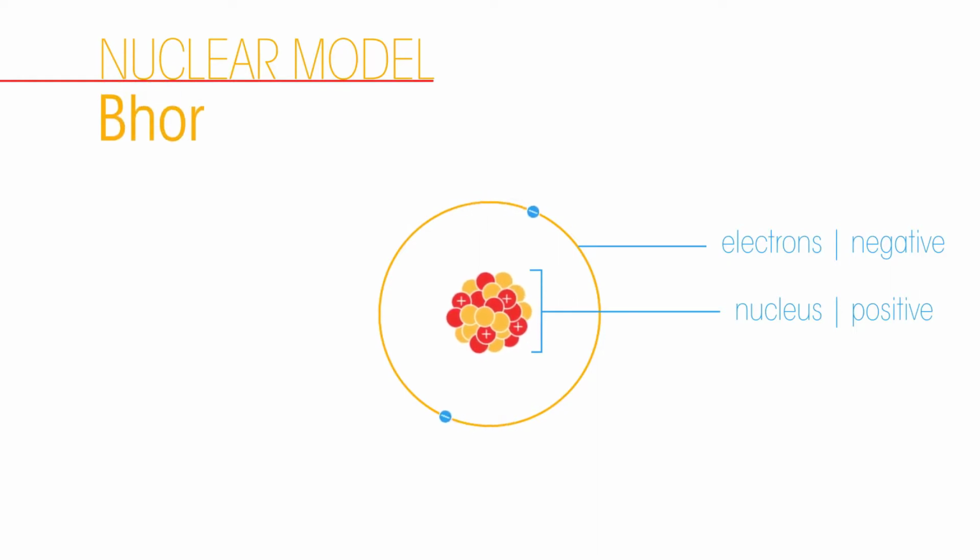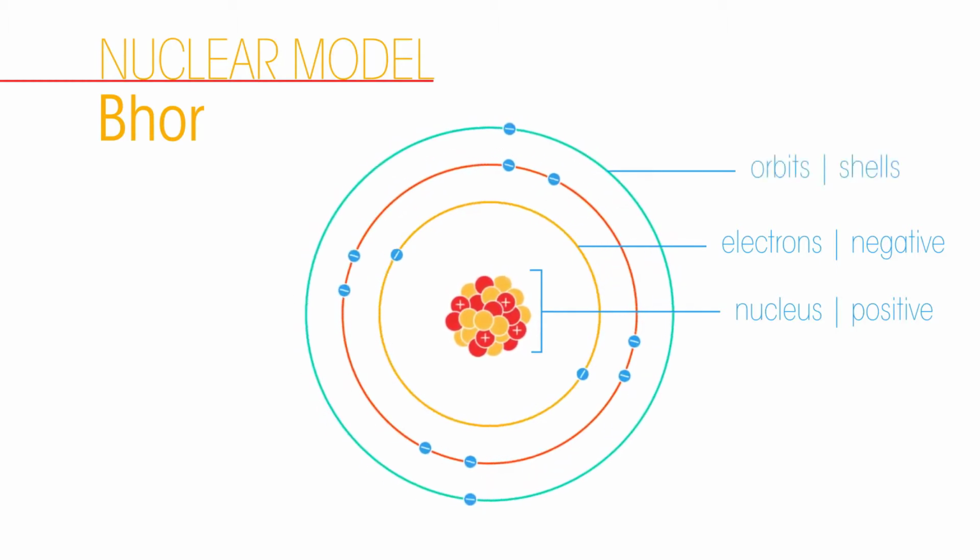Bohr developed Rutherford's nuclear atom model further. He concluded from his own experiments that electrons occupy specific orbits or shells around the nucleus. In other words, electrons orbit the nucleus similar to how planets orbit the sun. However, electrons can only orbit at specific distances and within specific energies. So that's our current understanding of the atom. There is a positively charged nucleus with negatively charged electrons orbiting around it in specific shells.